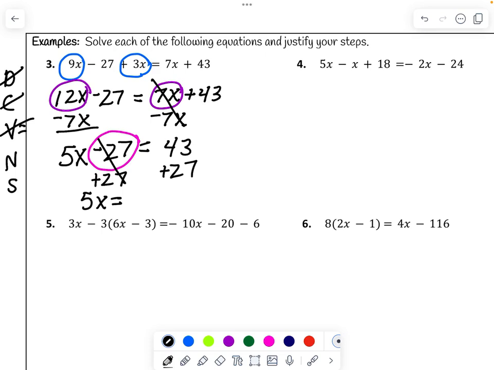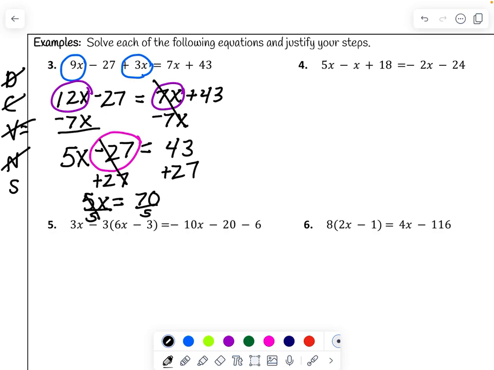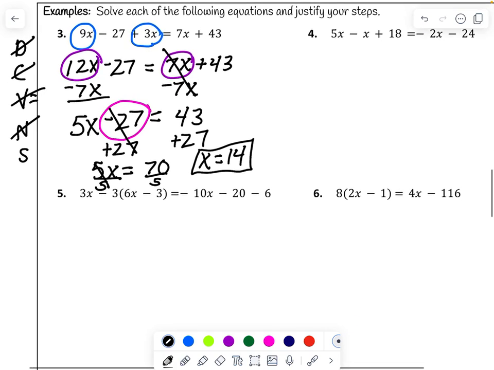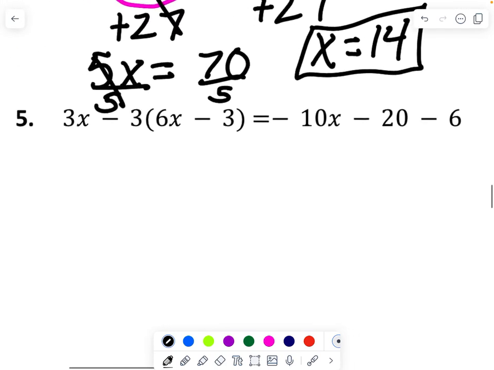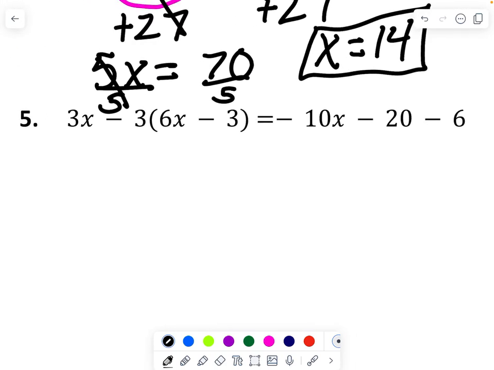5x equals 43 plus 27 is 70. Wonderful. Number step is done. Now I'm going to solve. I'm going to solve by division. Get my 1 there. X equals 70 divided by 5 is actually 14. Step by step. Okay? It looks complicated at the beginning, but step by step you can do it. All right? So let's do this really scary one here, this number 5.